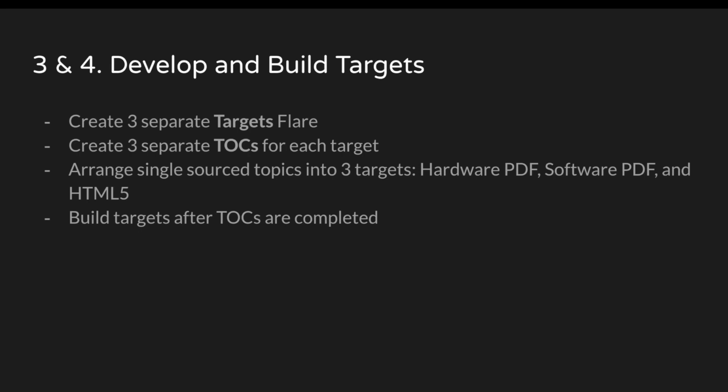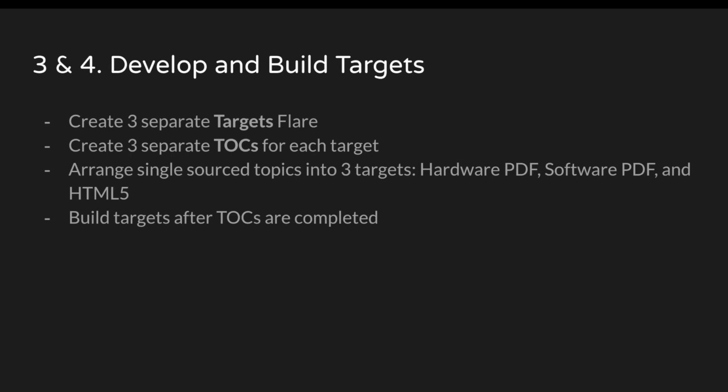Okay, so after we've designed our targets, steps 3 and 4 are to develop and actually build those targets. And the building of the targets is actually the easiest part. Let me just really quickly walk you through the process, and then I'll do a screen share so you can see it. So what you'll do is you'll create 3 separate targets in Flare. Again, targets are just a fancy word for outputs. So 1 hardware PDF, 1 software PDF, and then 1 HTML5. Those are the 3 targets that you'll build. And 2 of those 3 will automatically be already created for you, and you'll have to create the third.